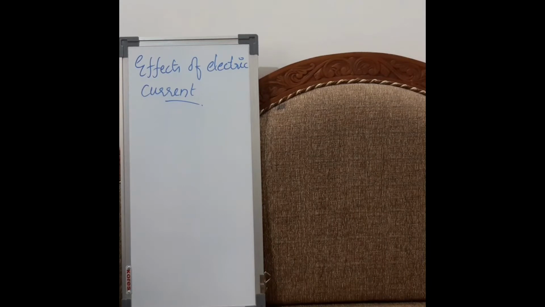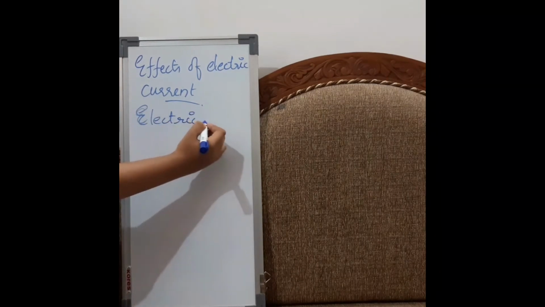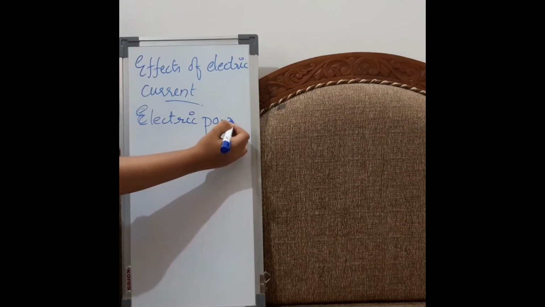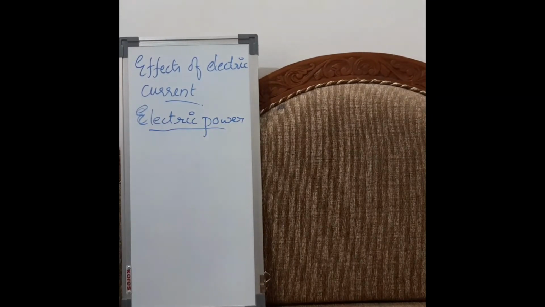Today we are going to discuss the first chapter of physics, electric current. We have learned most of this chapter. Today we will learn about electric power. We were discussing the heating effect of electric current, and we learned what a safety fuse is. That was the topic in the last class. So in this class we will learn what electric power is. Electric power is very easy to learn. It's a very easy topic.